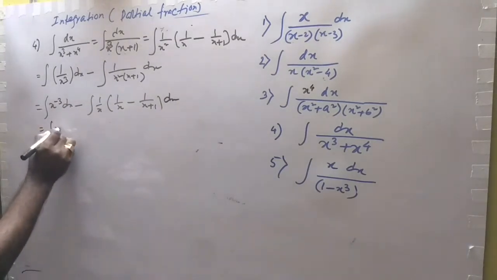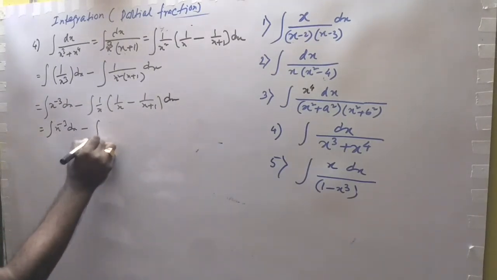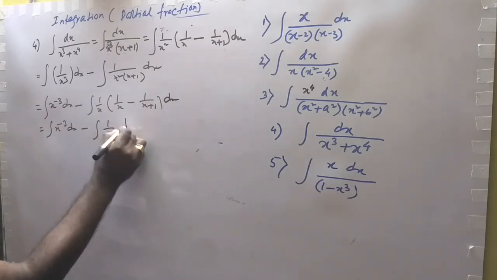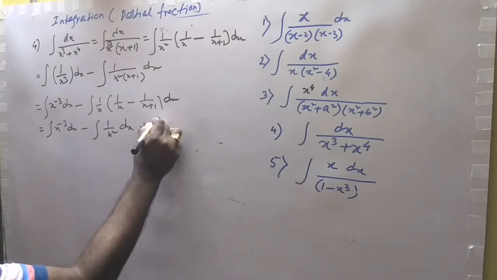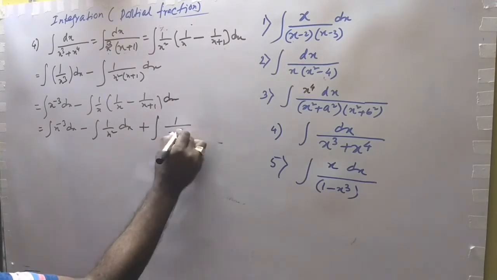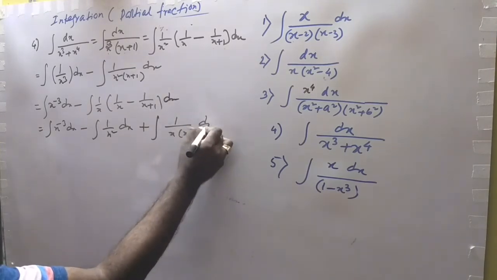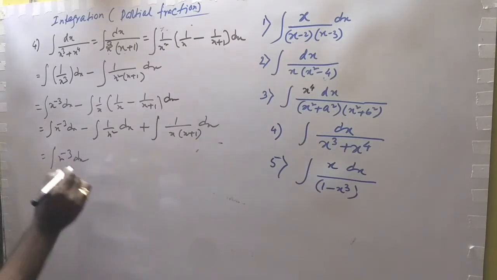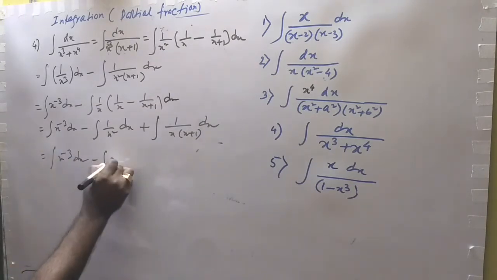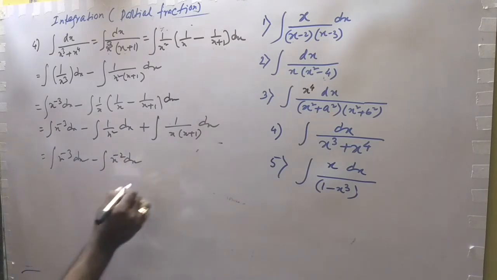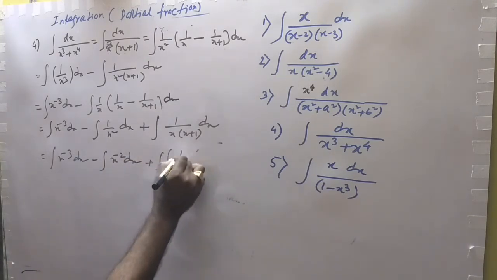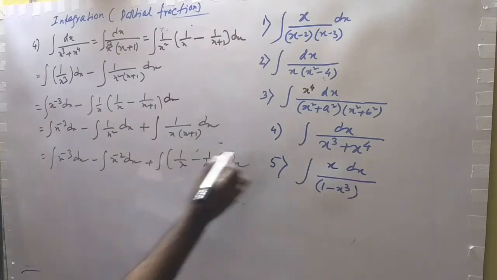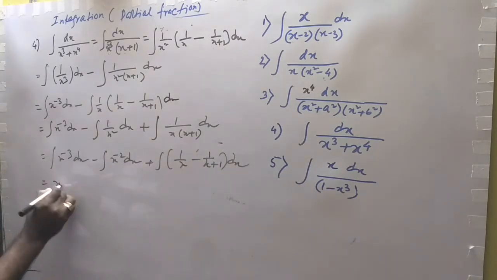And now, x to the power minus 3 dx, we have to multiply within the bracket here, 1 by x square dx, again plus 1 by x and x plus 1. So clearly, see, there is no need for the A by B formation. So the problem is easily done technically. So follow this video and get the solution easily.